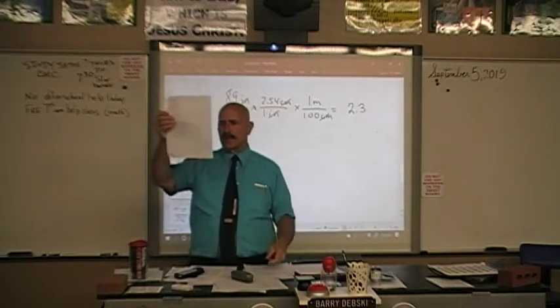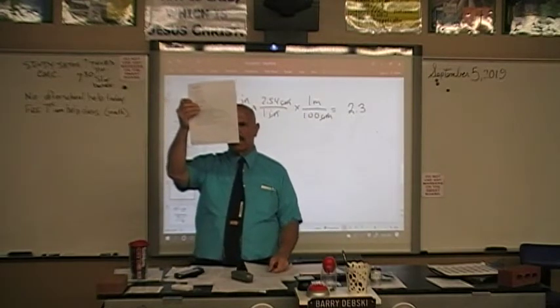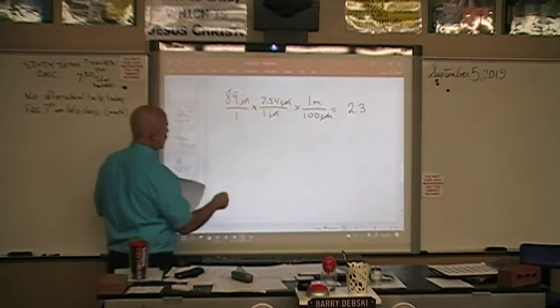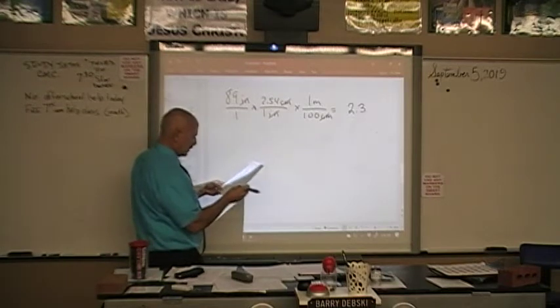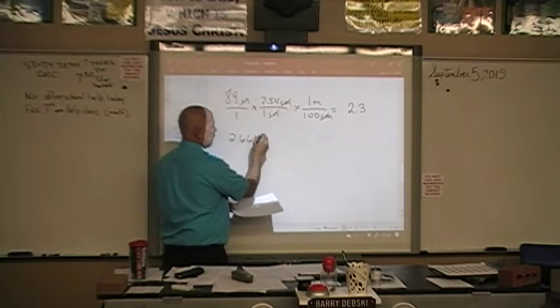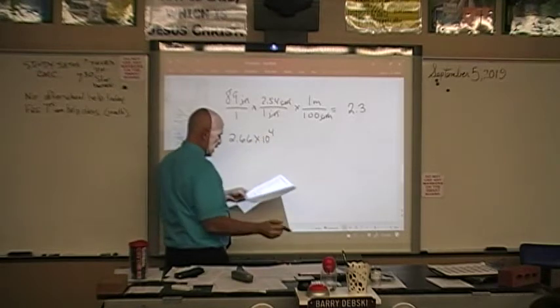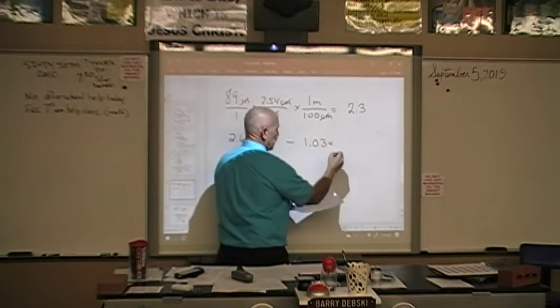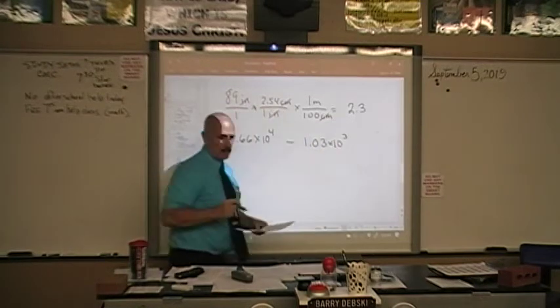Okay, look over the sheet. Any other questions on here? We could do more problems. Let me do number 44 real quick. This is a good practice problem. It says, what is 2.66 times 10 to the 4th, and we're going to subtract 1.03 times 10 to the 3rd.